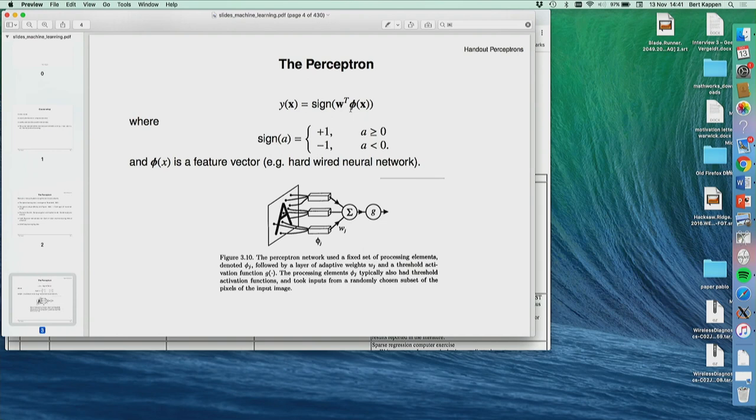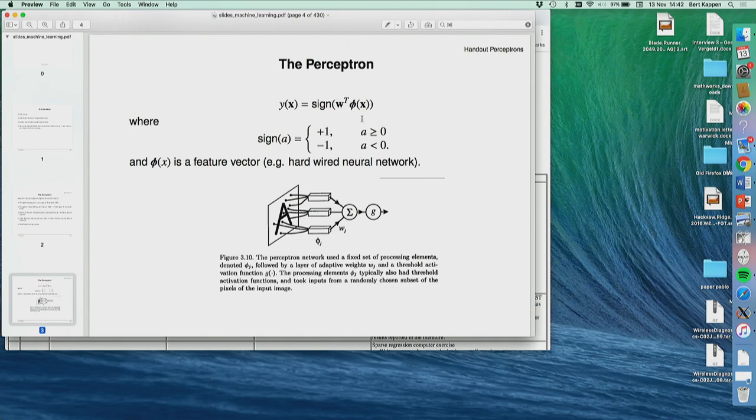If it is positive, you say it's class one, and if it's negative, it's class two. And so that is the whole of the perceptron. And so we're going to ignore these features. So these features phi, for the perceptron treatment, we can ignore them. We just say that they're absent.